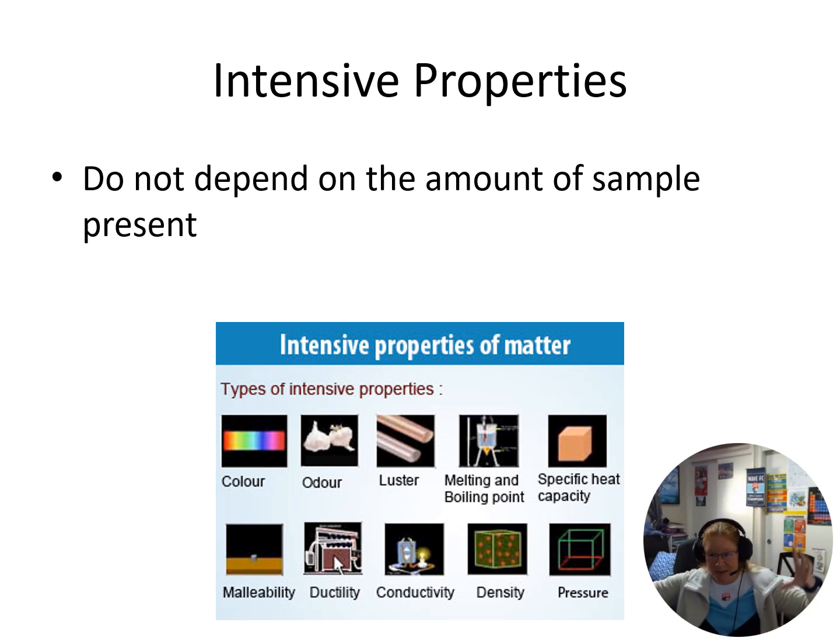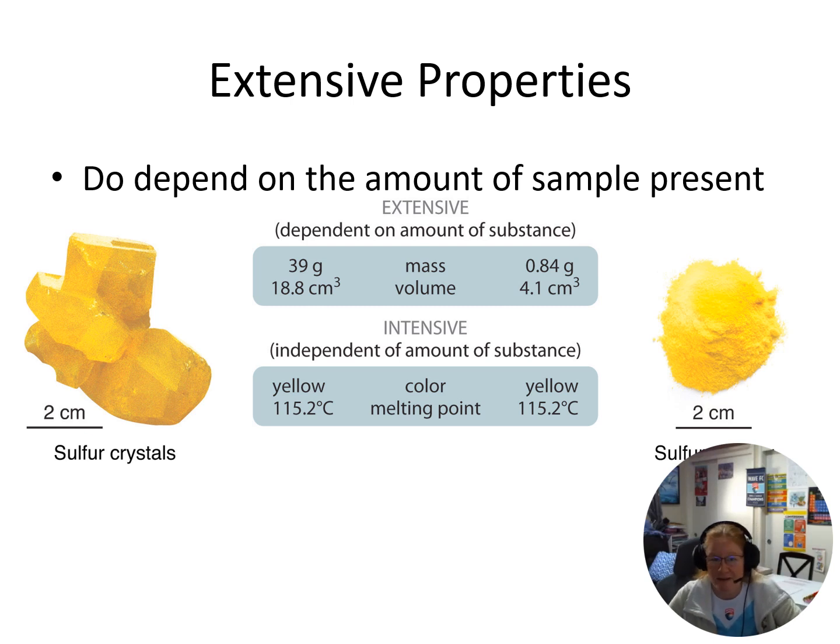So if I have a bigger sample, I'm going to have a bigger mass and a bigger volume, but the ratio of the mass to the volume should still be the same, which is the density. The pressure of something, okay? So this does not depend on the amount of our sample. Whereas extensive properties, they do depend. So if I look at things like mass or volume, that is going to depend on the amount of sample I have.